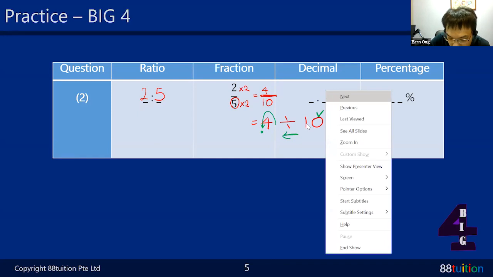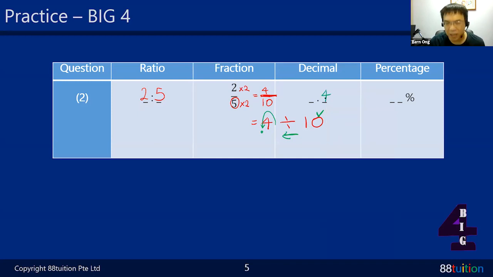0.4. We usually write it as 0.4. So do you know that 4 over 10 is also called 4 tenths? In terms of English, 4 tenths. So we write it as 4 over 10. We also can write it as 4 divided by 10. And 4 divided by 10 is the same as 0.4. Once again, the movement of the decimals.